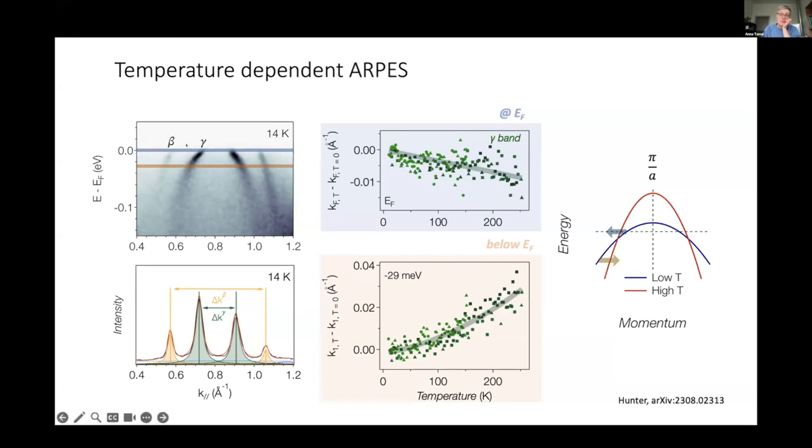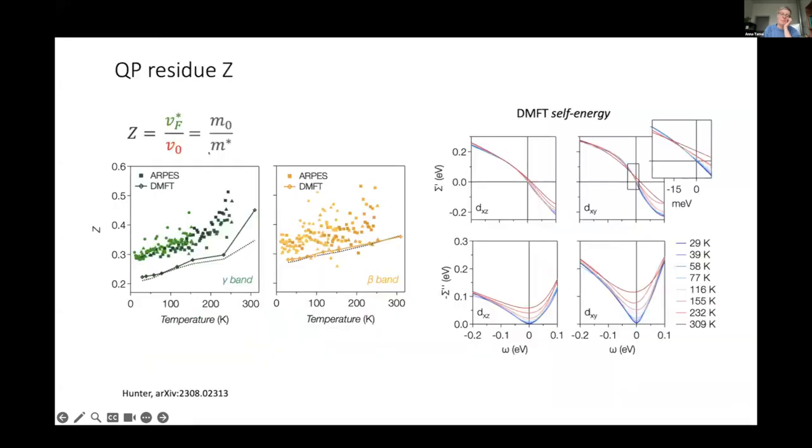We repeat the analysis for the beta and the gamma band and use this data set to evaluate the effect, the Fermi velocities, and we extracted Z. So what we observe from the analysis is that Z, extracted in this way from the mass enhancement, increases with temperature, both for the gamma and the beta band. And this analysis is done for what we call the band basis.